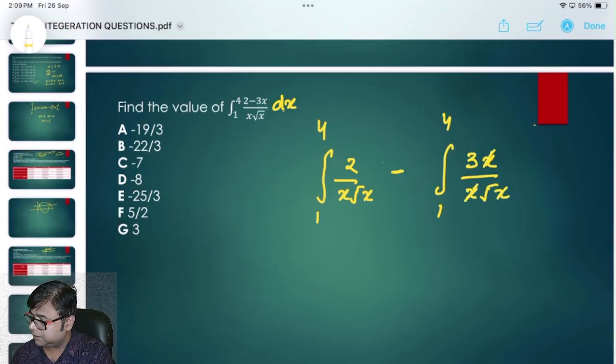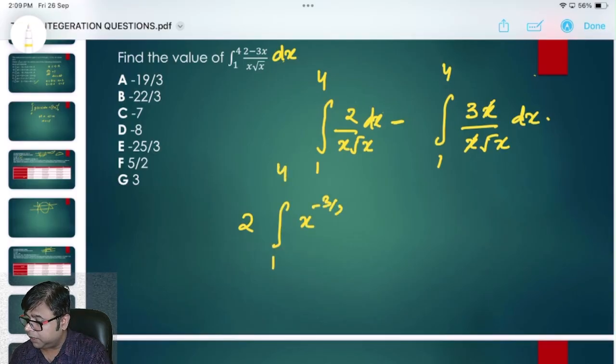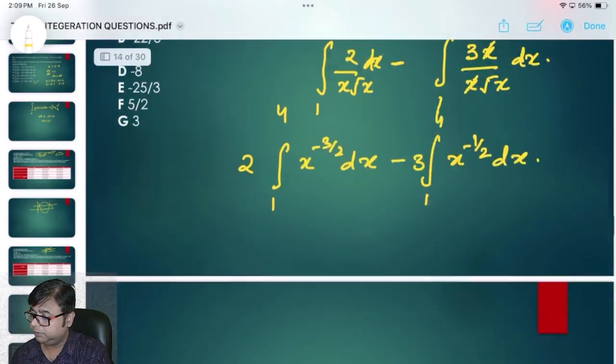Now this x and x get cancelled. Now I can integrate them separately. Once I integrate them, then I have to just put the limit. So it's a property that I have applied. So the 2 can come outside. Again, there is a property, constants can come outside. So 1 to 4, this gives me x to the power minus 3 by 2 dx, and minus integral 1 to 4, 3 outside, it will give me x to the power minus half dx. So this is what I have got finally.